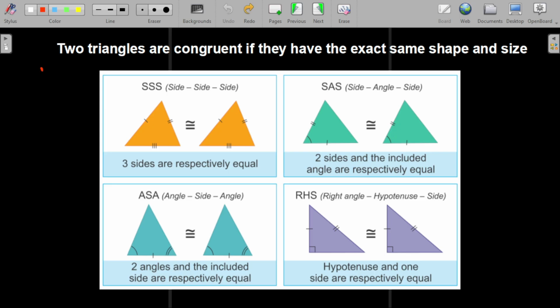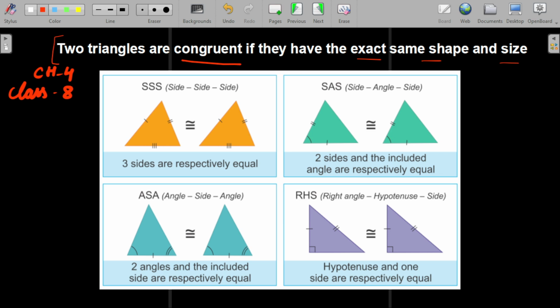We are continuing chapter number 4, Quadrilaterals, class 8 from Ganita Prakash. In the last lecture, we learned about the congruence of triangles. So I'm just revising it for you. Two triangles are congruent if they have exactly the same size and shape.